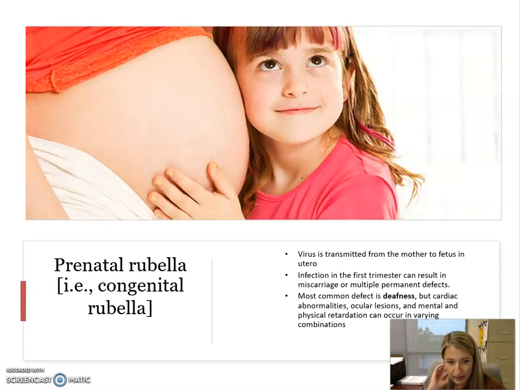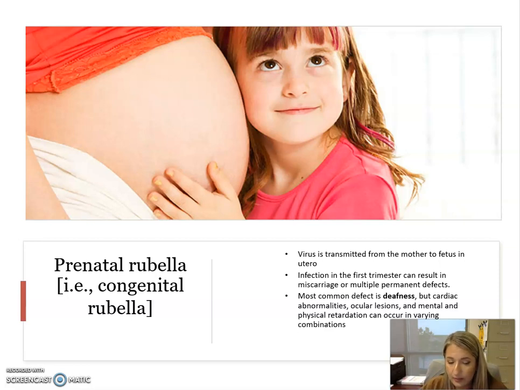So where rubella becomes quite concerning is when we talk about prenatal or congenital rubella. So this would be a case where a pregnant individual would contract rubella, and then the rubella virus would be transmitted to the fetus in utero. One of the most important things that's happening during embryonic development in that first trimester is we're producing cells that are going to make organs and tissues for the fetus.